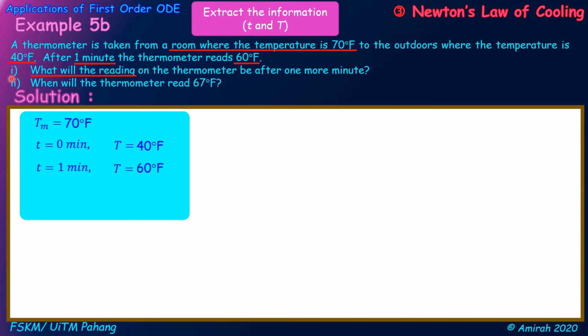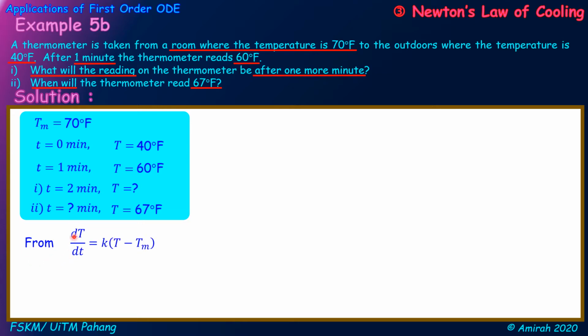Number Roman 1, what will the reading be after one more minute? Means we can write number Roman 1, t equals to 2 minutes because 1 more minute after 1 minute, and temperature equals to question mark. What will the reading? Alright, and then number Roman 2, when will the thermometer read 67 degrees Fahrenheit? So we can write number Roman 2, t equals to question mark for when, and then temperature equals to 67 degrees Fahrenheit. So now we extract all the information in terms of time, temperature, and temperature of room.